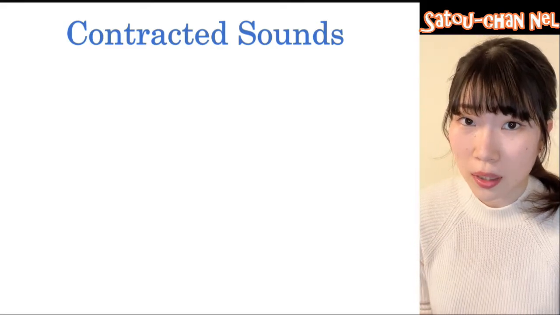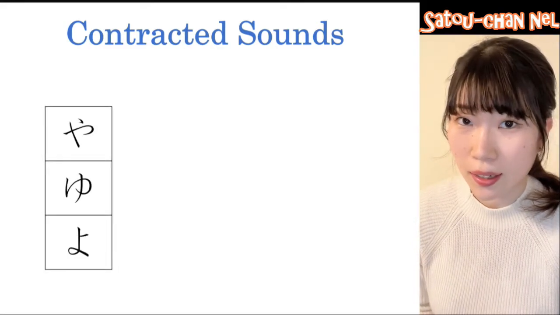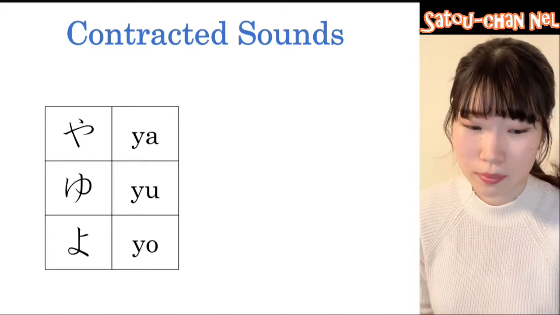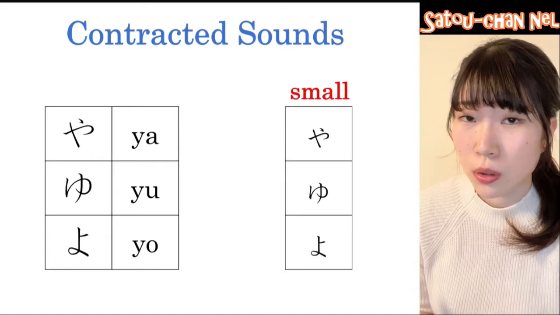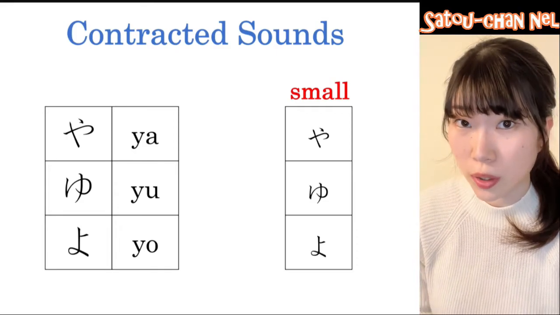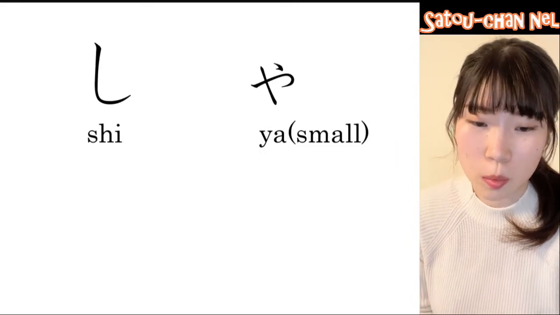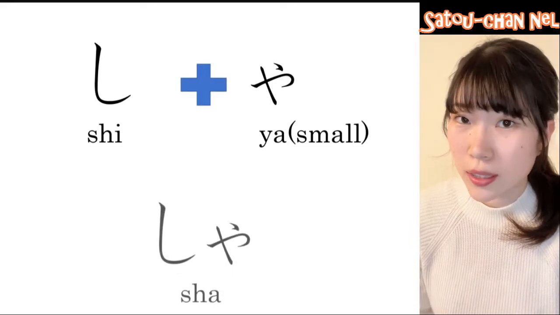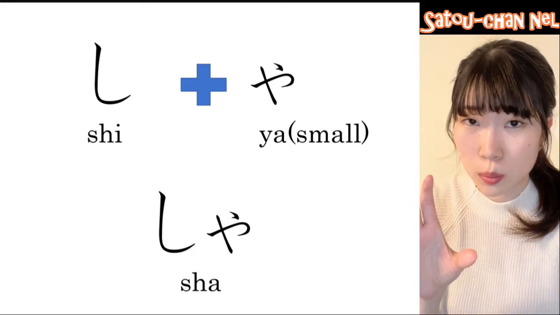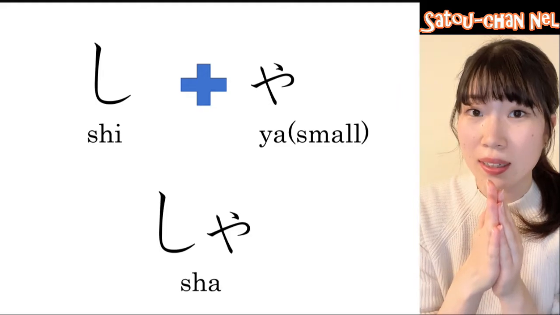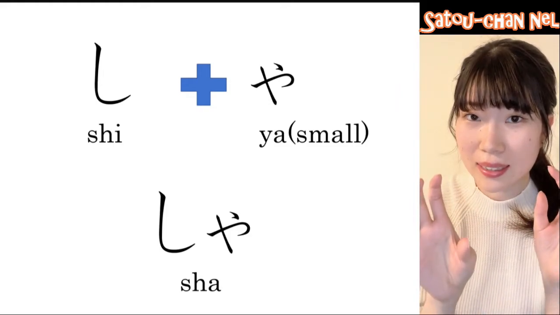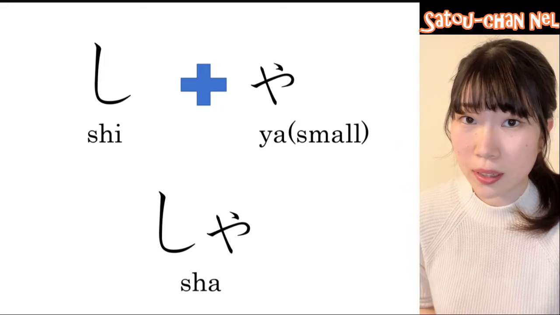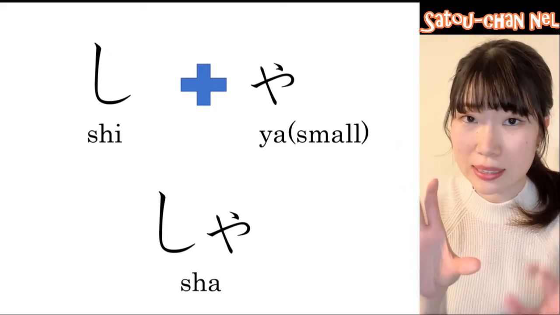Next is about contracted sounds. Do you recognize these hiragana characters? They are ya, yu, and yo. Small ya, yu, yo are used to transcribe contracted sounds. For example, this is shi and small ya. When they are combined together, it's sha. The contracted sound represents a single syllable, not shi ya, it's sha.